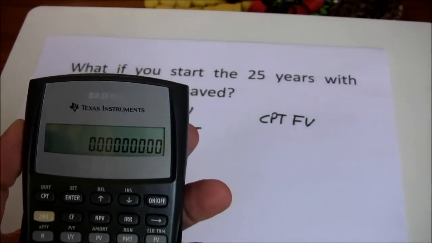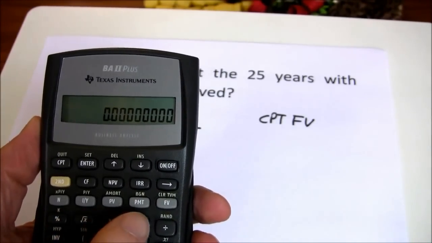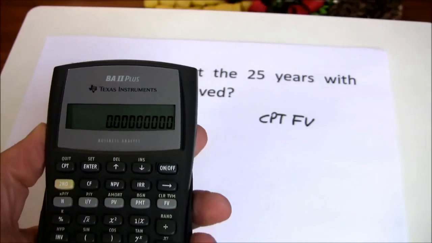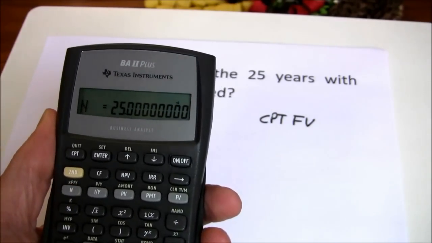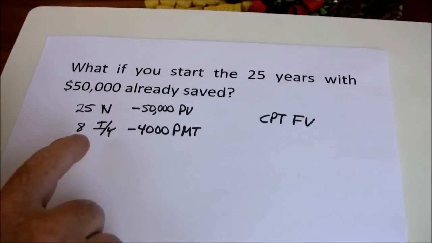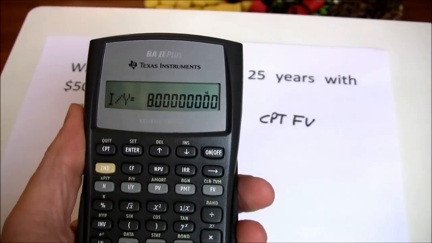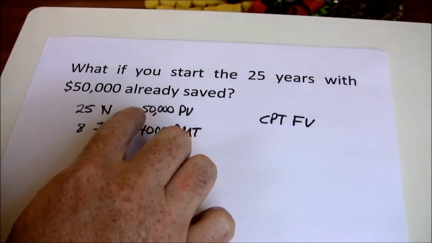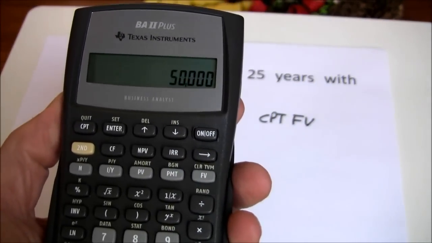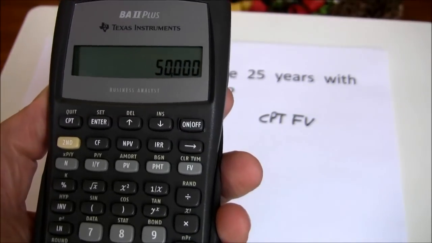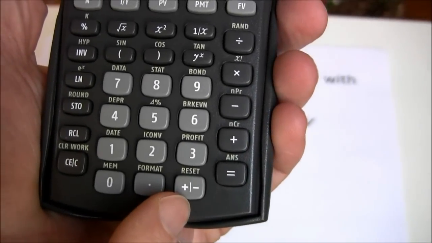Again, clear cancel a couple times so we're starting fresh. Going to be using that 5-key approach here. And let's go ahead and start with our N. We have 25 N. Let's go ahead and put that in. Our interest rate is the 8%. 8 I/Y. Now our present value is 50,000 and it's negative 50,000. So let's take a look at that. Let's put in 50,000, but now we need that to be negative. So what we need to use is our plus minus key on our calculator. Down here you can see the plus minus.